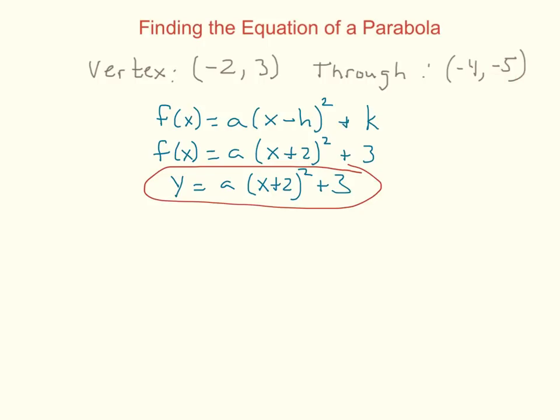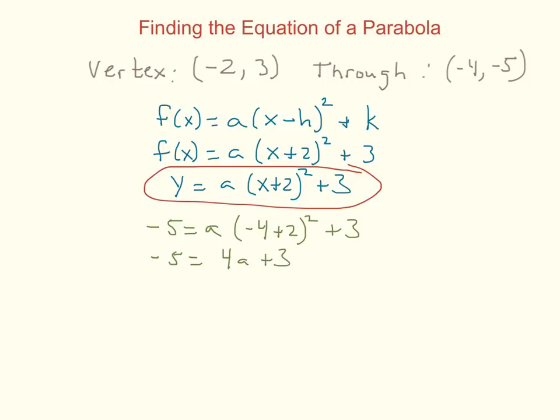And so when I do that, what I'll have will be negative 5 equals a times, it's going to be negative 4 plus 2, that thing squared, plus 3. So simplifying that, I get negative 5 equals, well, negative 4 plus 2, that's going to be negative 2, but when I square it, that's going to give me 4, so it's going to be 4a plus 3.